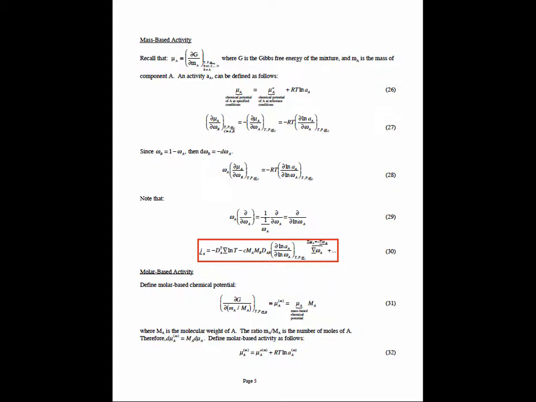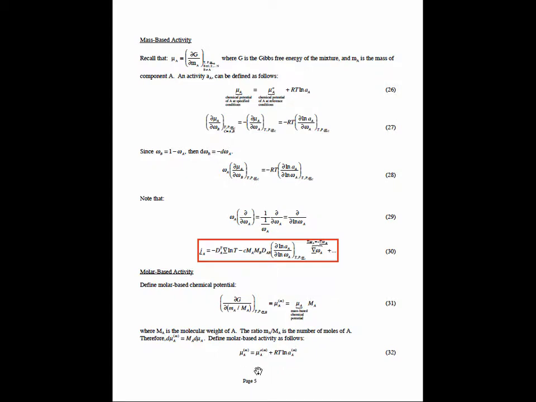We can also put this on a molar basis, and this may be the form that you would have learned for chemical potential when you take thermodynamics. This will be the change in the free energy of the mixture with respect to the number of moles of component A. Lowercase M sub A is the mass of A, and capital M sub A is the molecular weight of A. And so this provides a relationship between the molar chemical potential that you may learn in thermodynamics and this mass-based chemical potential.